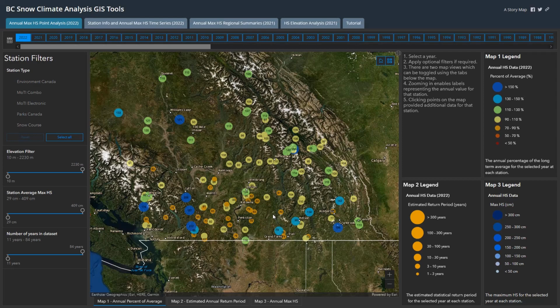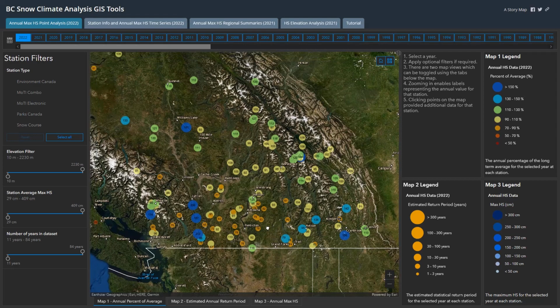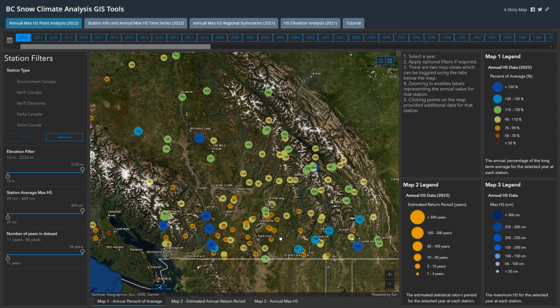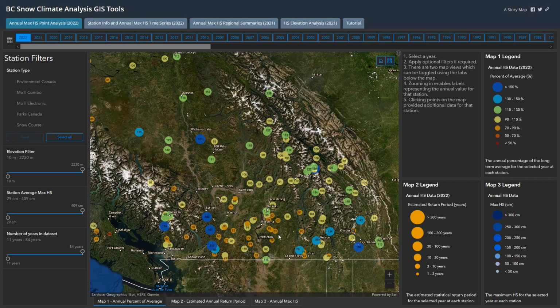But it's important to note here that we're talking about a bunch of low elevation stations. We have a few high elevation stations, some wet areas, some dry areas. So we're looking at a total mixed bag here. So it's important to think about using some of the filters here.